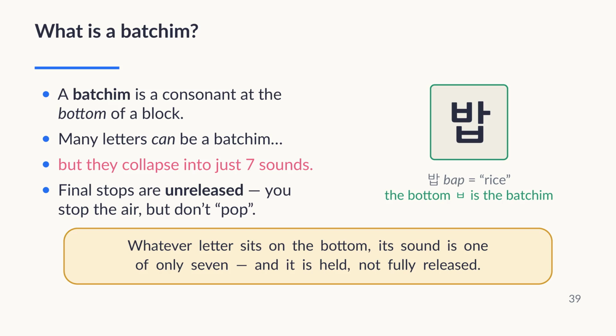The second key fact is about how these final consonants are pronounced. Final stop sounds in Korean are unreleased, which means you move your mouth into position and stop the airflow, but you do not give the little puff or pop that English speakers often add at the end of a word. Think of the P in the word cap when you say it very softly and hold it without releasing the lips. That held, quiet quality is exactly how Korean bachim sounds. Keep these 2 ideas in mind. Only 7 sounds, and hold rather than release.